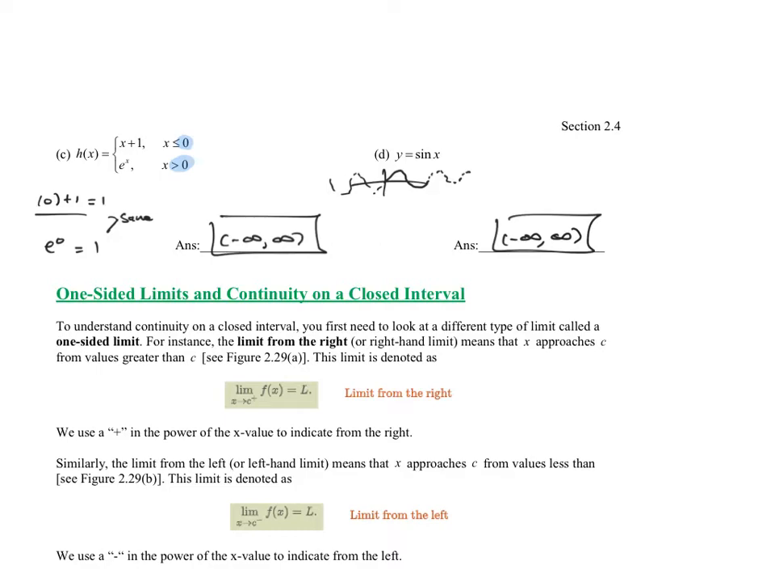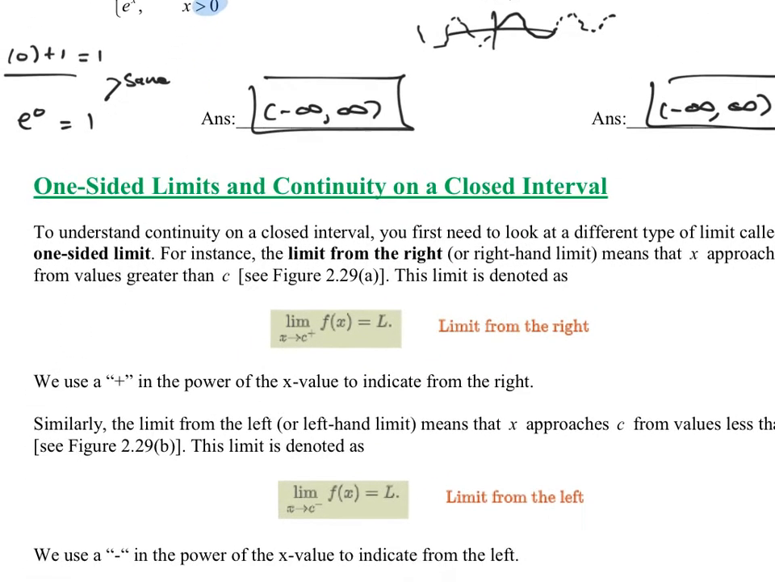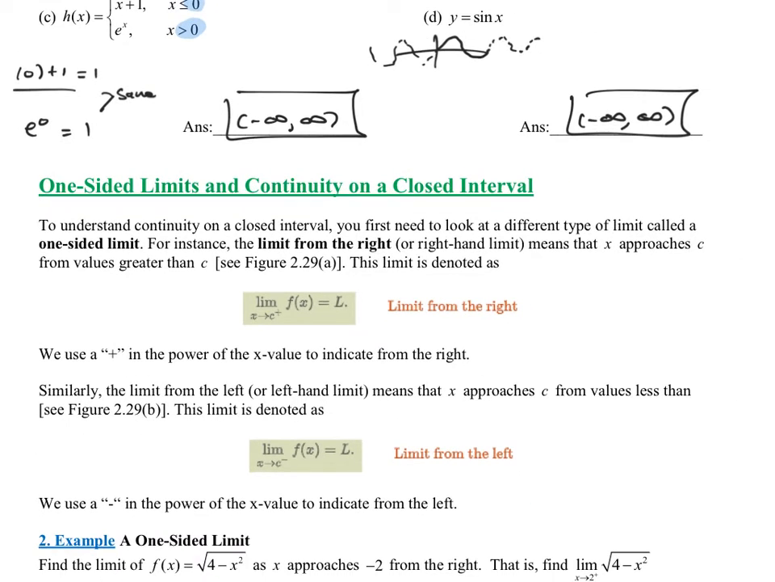Let's continue on with one-sided limits and continuity on closed intervals. It says to understand continuity on closed intervals. Notice every single time we've used open intervals, parentheses, right? So what does it mean to put a closed interval on it, and can we put a closed interval on it? It says to understand continuity on closed intervals, you first need to look at a different type of limit called a one-sided limit.